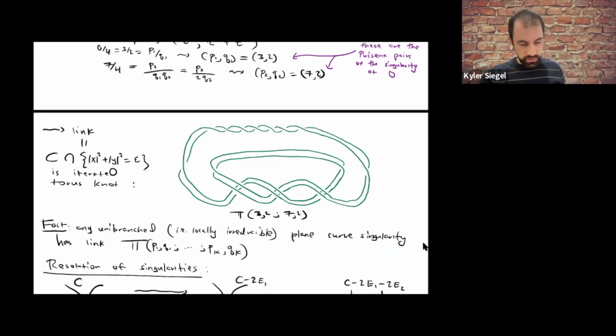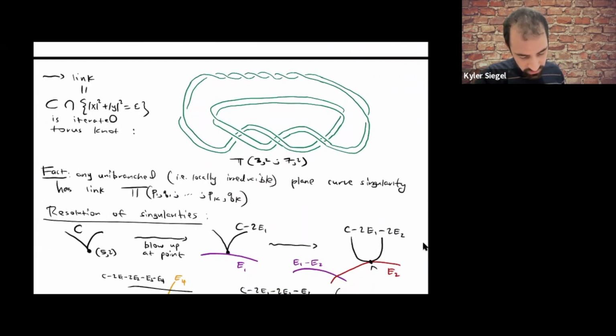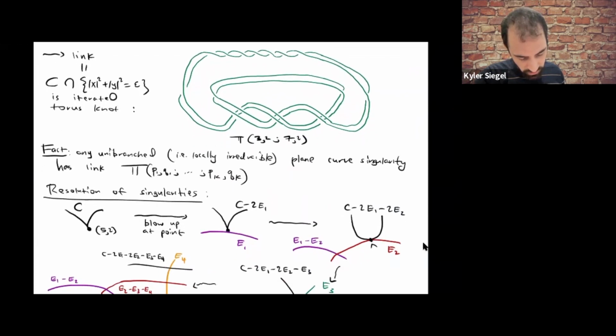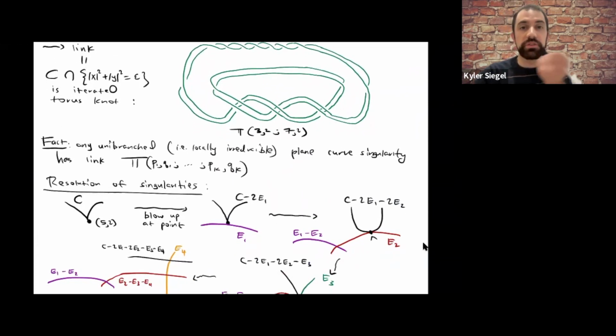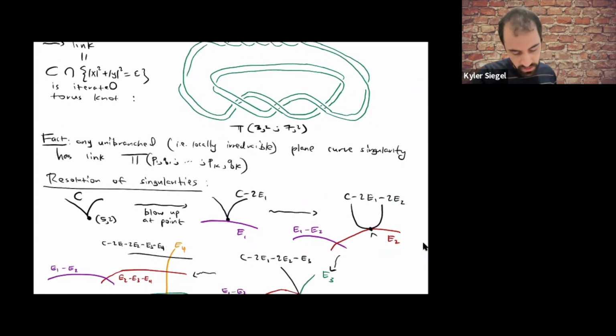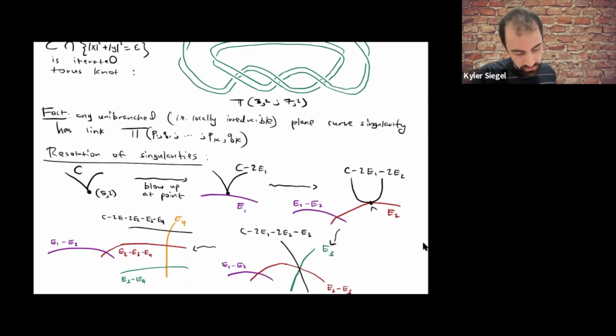Okay, and another important way of understanding singularities is by resolving them. So, resolution of singularities. In the case of plane curve singularities, what you do is you keep blowing up the singular point until it goes away. And since we're in complex dimension 2, you just have to blow up at points. So let me explain how this works, maybe with an example.